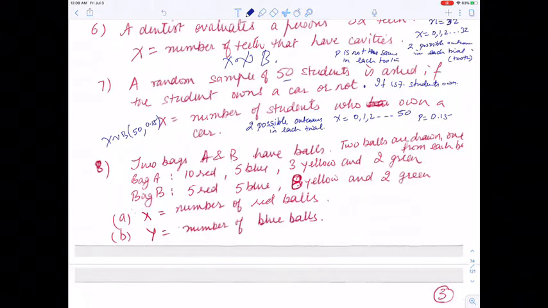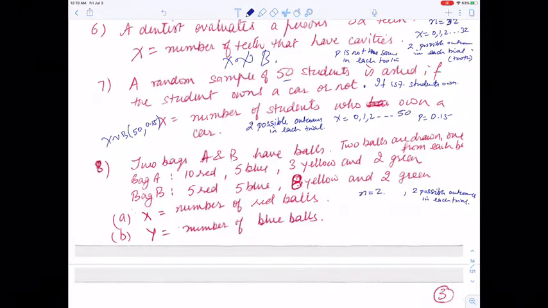X is number of red balls. Will the variable x follow binomial distribution? What we have is 2 balls are drawn. Either it is red or it is not. So only 2 possible outcomes. N is equal to 2. 2 possible outcomes in each trial. Independent because they're 2 separate bags. So even if we did not put the first ball back into the first bag, we're not drawing the second ball from the first bag, we're drawing it from the second bag. So it doesn't impact. So independent.